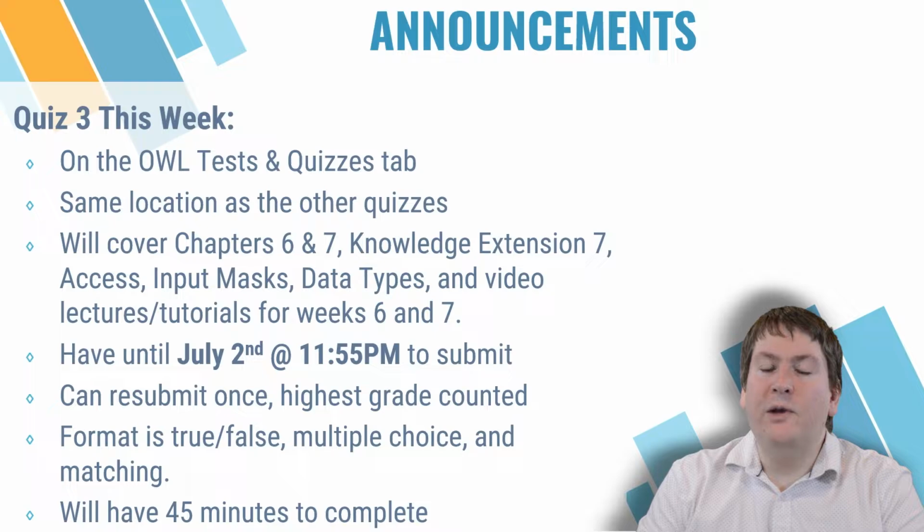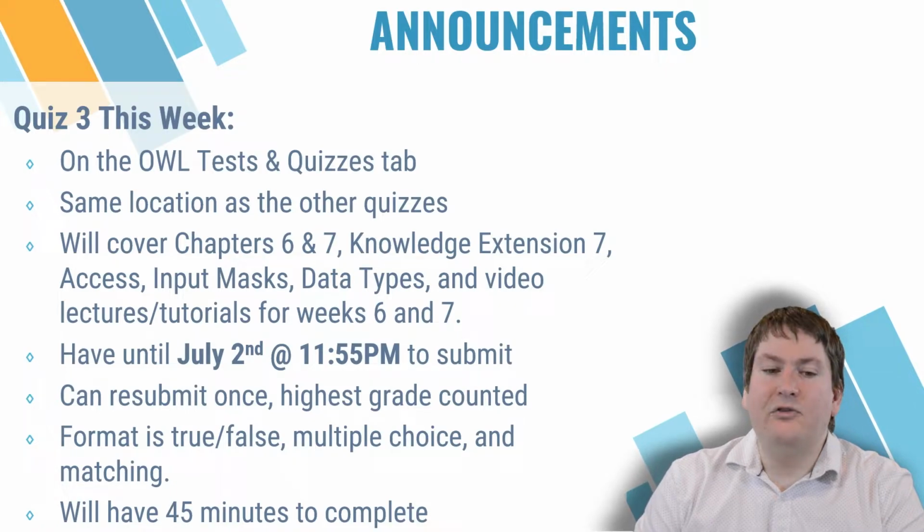So this week we have a quiz, and it's going to work just like the past 2 quizzes. It's going to be on OWL under the Quizzes tab. And it's going to cover Chapter 6, 7, Knowledge Extension 7, Access, Input Masks, Access Data Types, and anything in video lectures and tutorials from weeks 6 and 7. So you're going to have until July 2nd to submit the quiz. That's actually Saturday instead of Friday. The reason for that is because July 1st is a holiday, so I'm giving you 1 extra day to complete this quiz. And just like with all the other quizzes, you can resubmit once, and the highest grade is counted.